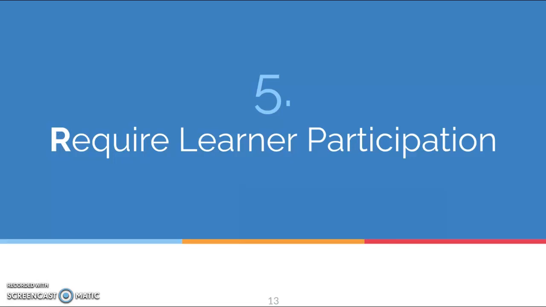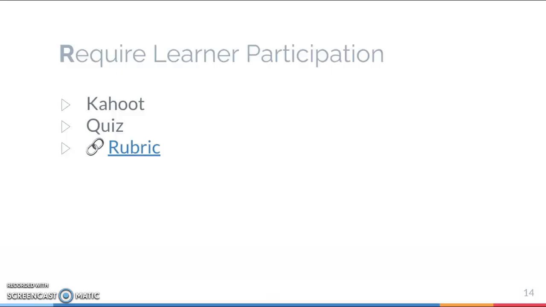So step 5 in Assure, the R, is require learner participation. Obviously their attention is going to be needed during the direct explicit instruction, but their more active participation is going to be needed during the Kahoot, where that will allow them to practice their new knowledge and to receive feedback on if they've remembered everything correctly and how they're applying that knowledge. The quiz will formally assess their level of understanding, and then the rubric will help me accurately evaluate their knowledge of copyright.